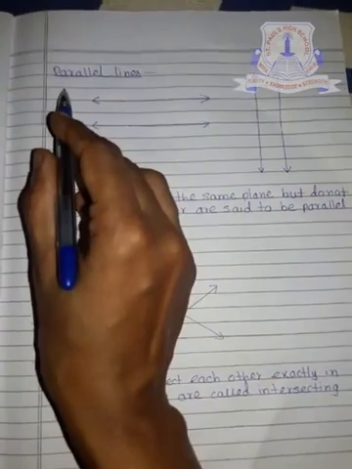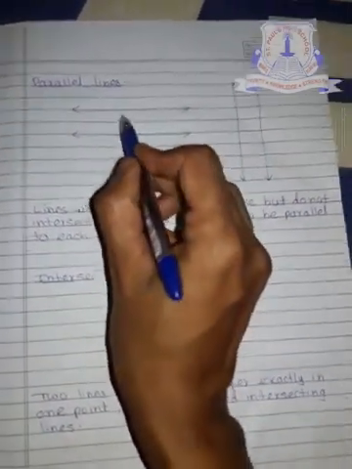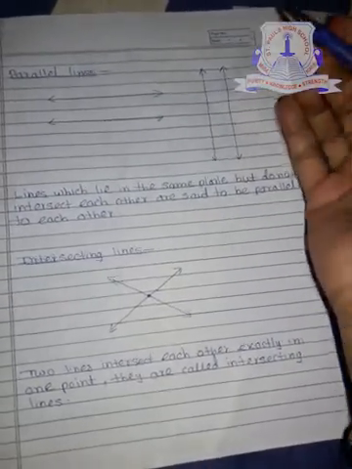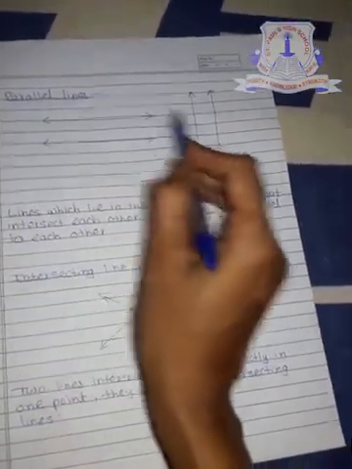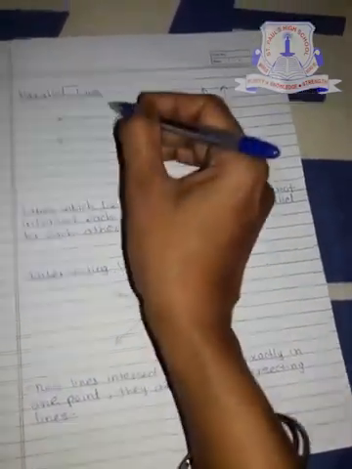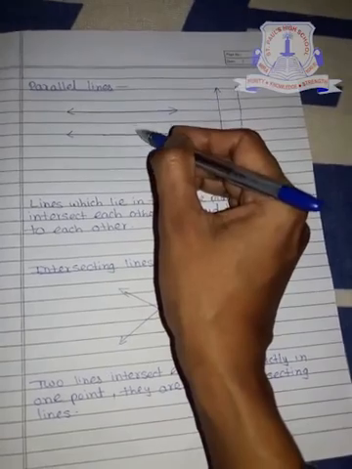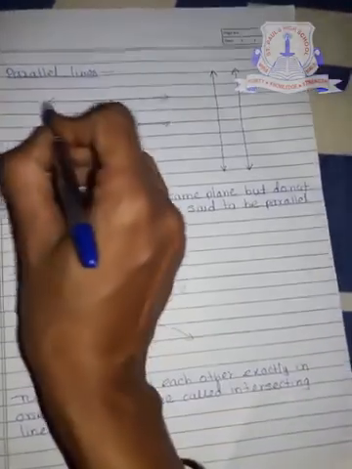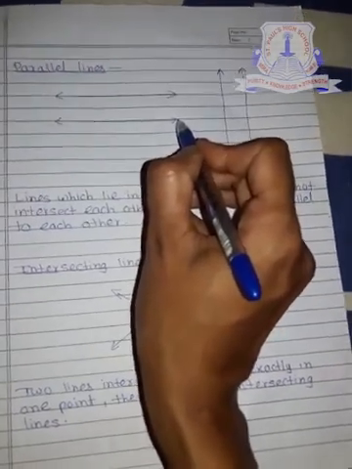Now we are going to see the parallel lines. Here I have drawn 2 lines, 2 horizontal and 2 vertical lines. If I extend both the lines from both the sides, these lines are not going to intersect each other, meaning they are not going to touch or cut each other. So these 2 lines are called parallel lines.